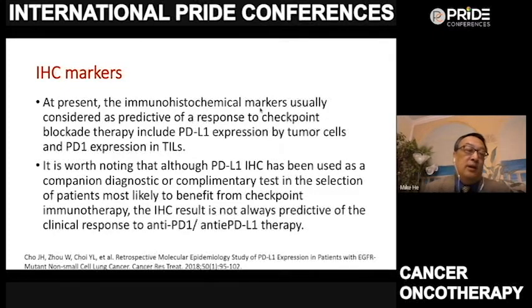So as I mentioned earlier, I will use immunohistochemistry as a major tool to study PD1, PD-L1, and CD8. At present, the most accepted markers are the immunohistochemistry markers for PD-L1 on tumor cells and PD1 on the immune cells. But many studies show these IHC results are not always predictive of the response to checkpoint inhibitor therapy. Next slide, please.